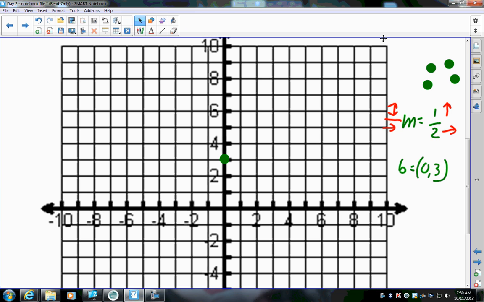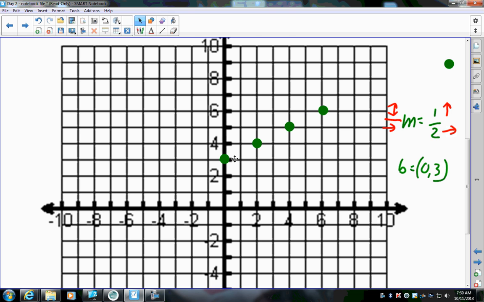Okay, so now you'll start back at the y-intercept, and we're going to go up 1, to the right 2, and put a dot. Starting again, up 1, to the right 2, and put a dot. Up 1, to the right 2, and put a dot.